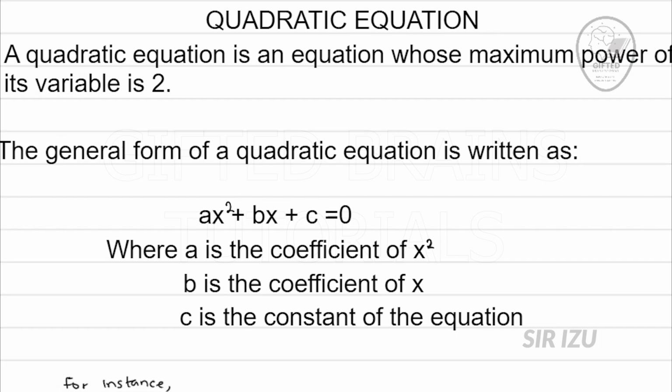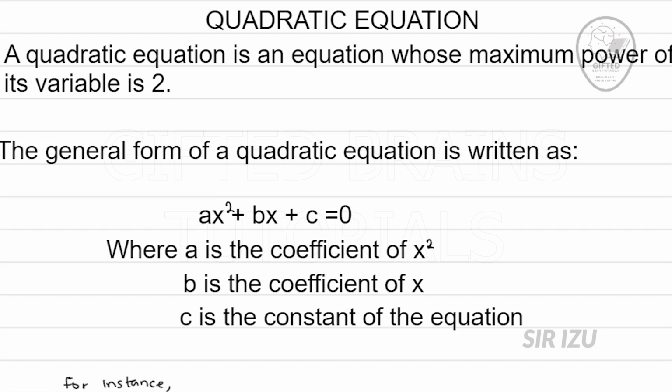So a quadratic equation is an equation whose maximum power of its variable is 2. So anytime you see an equation and you look at the variable in that equation and the maximum power of that variable is 2, then that is a quadratic equation. Now, the general form of a quadratic equation is written as ax squared plus bx plus c equals 0, where a is the coefficient of x squared, b is the coefficient of x, and c is a constant of the equation.